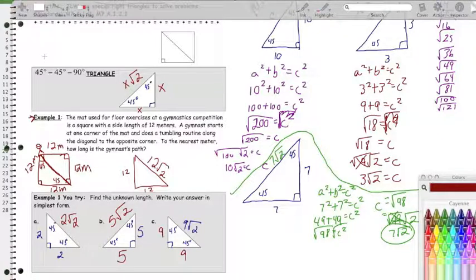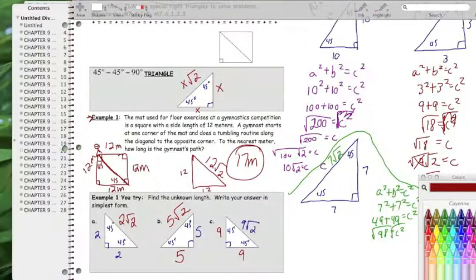So then the last thing is that here they don't say write your answer in simplest form, they say to the nearest meter, how long is the gymnast's path? So this is where we're going to put it in our calculator and find 12 times the square root of 2. And when we do that, we get the final answer, which is 16.9705. They want it to the nearest meter, so that would be 17 meters. So the distance across the diagonal of a gymnast's mat is 17 meters.